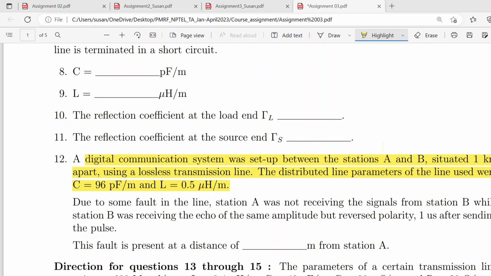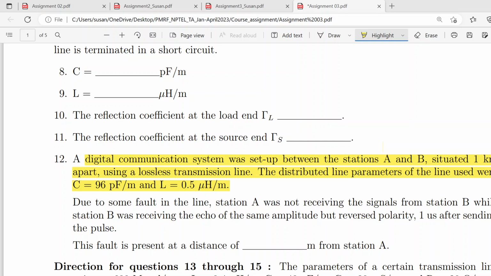So let's see how to analyze this question. Station B is receiving the echo in 1 microsecond. So we know that the transit time, the time within which the echo is received, is 1 microsecond. Velocity is equal to distance by time.